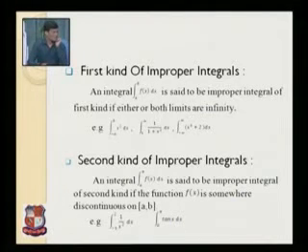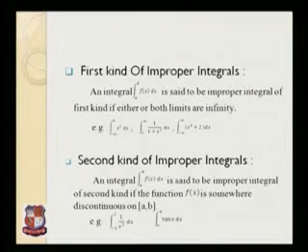Here the first example is the integration from minus 1 to plus 2 of 1 upon x square dx. You observe that this function 1 upon x square is discontinuous at the point x equal to 0, and 0 lies in between minus 1 and 2. So the function is discontinuous inside the interval minus 1 to 2, so it belongs to the second kind of improper integral.